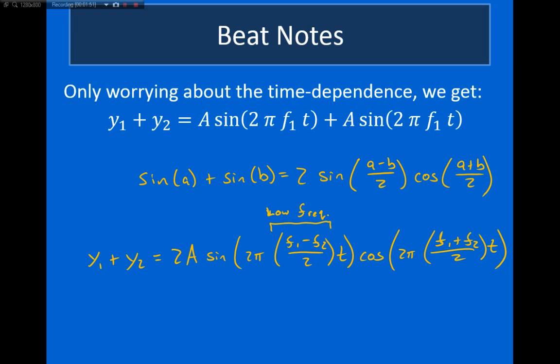And remember, the period is 1 over frequency. So if this number is small, then this whole number here is going to be very big. Okay? So that means it's going to take a very long time for this thing to repeat. So the way we can think about this term right here is it's a slowly varying amplitude.